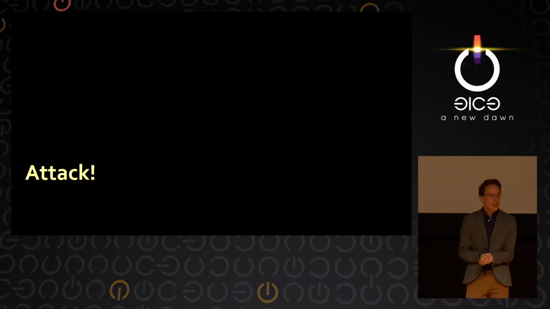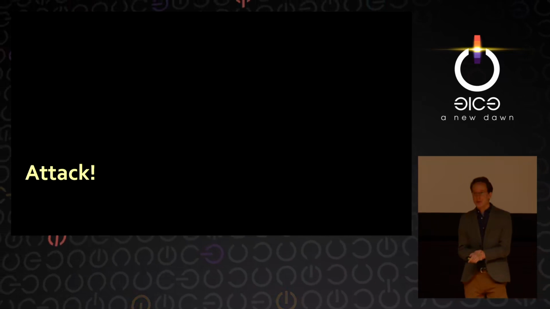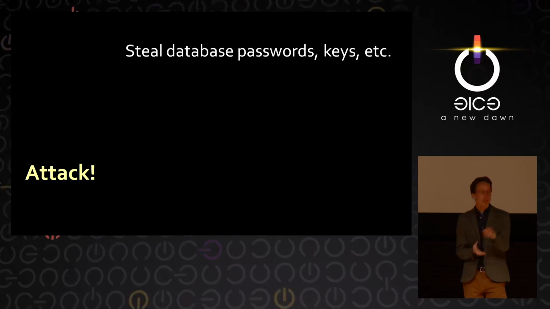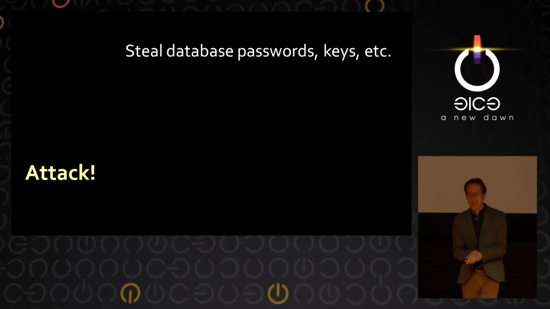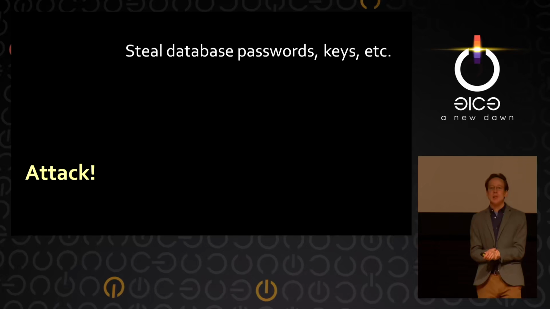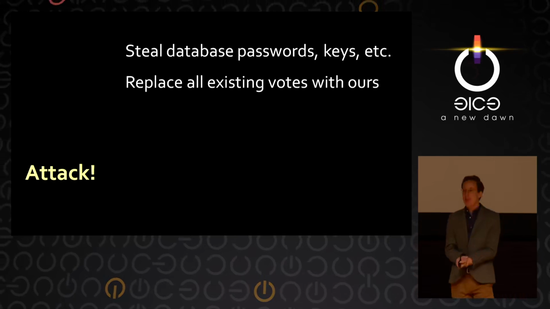So you're a real attacker. You've hacked into the voting system. What is the first thing you do? Is it steal all the votes? Well, no. In fact, the first thing you do is steal everything else you can get your hands on that might let you get back into the system. You establish persistence. The second thing we did was steal all the votes.